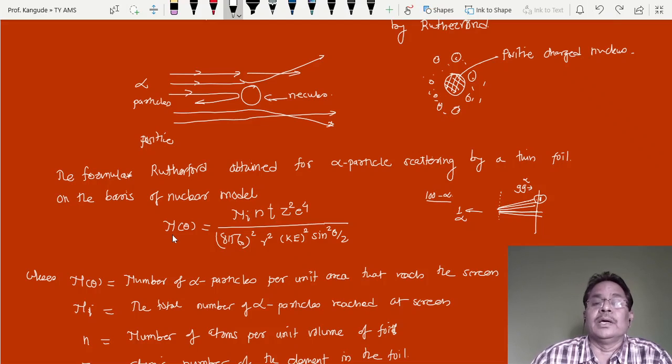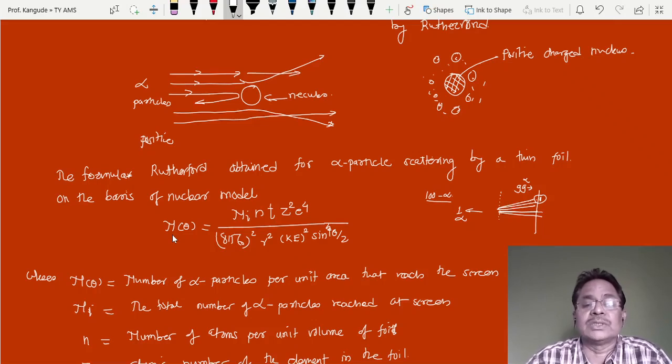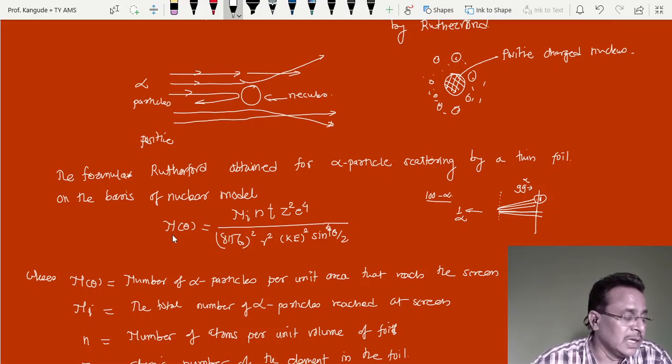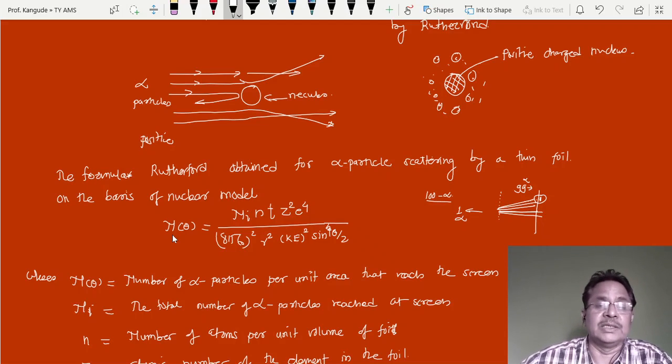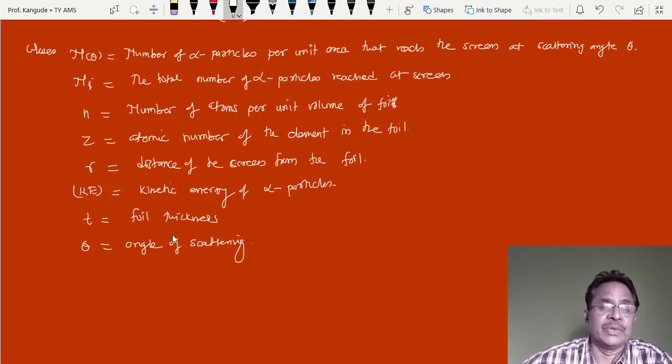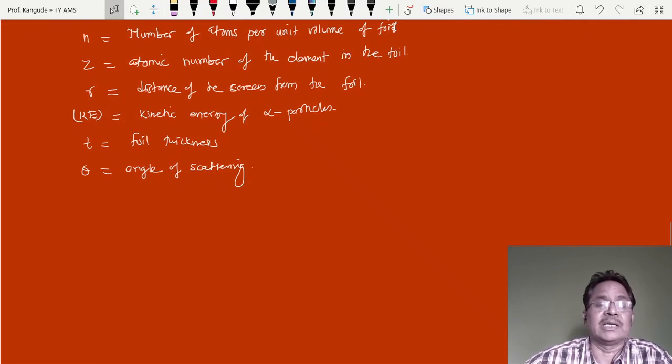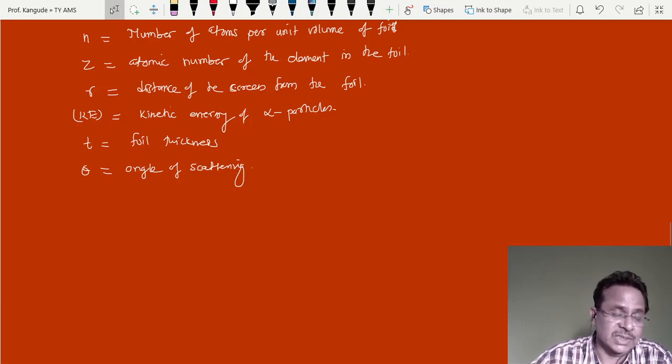Yeah, and here this is sine raised to 4 of theta by 2, where theta is the scattering angle. This type of relation was invented by the scientist called Rutherford, whose name was one of the very famous names at that time in physics itself, who could give this type of relationship.